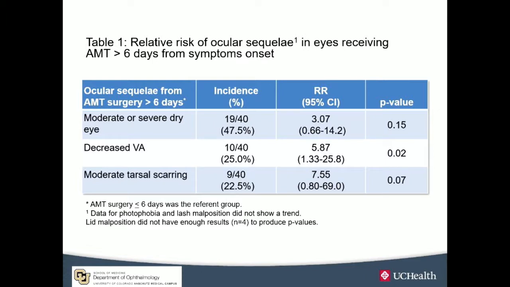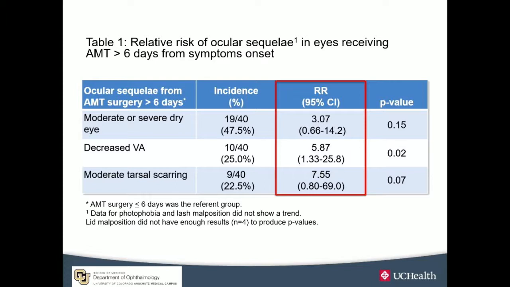And we analyzed our data with patients. The key thing in these charts is the relative risk: patients that were treated more than 6 days into their illness had a 3 times greater risk of having moderate to severe dry eye problems, almost a 6 times risk of having decreased vision. Now, the decreased vision in these patients was not catastrophic. We used 20/30, so 6/9 vision, as our cutoff for a decrease in vision. But they also had a 7.5 times greater risk of having moderate tarsal scarring. And the other speakers have established that's a big problem and can lead to long-term morbidity of the eye.